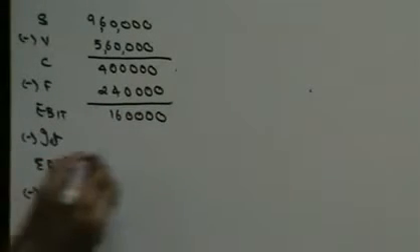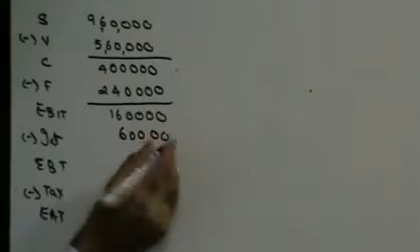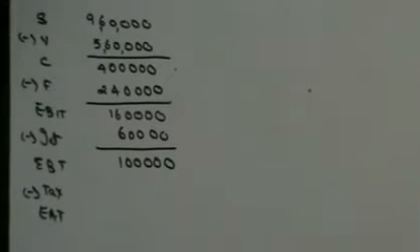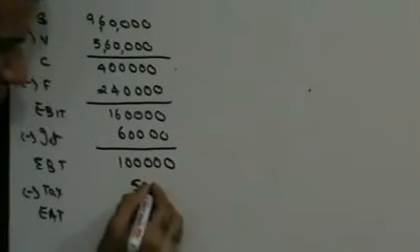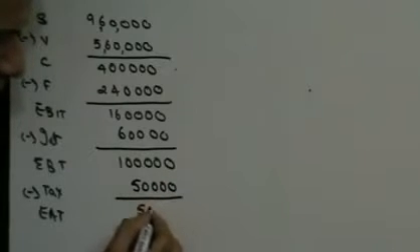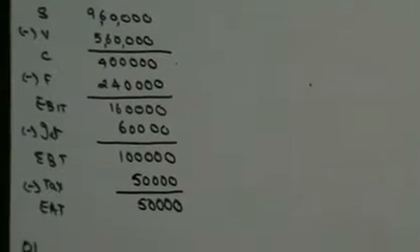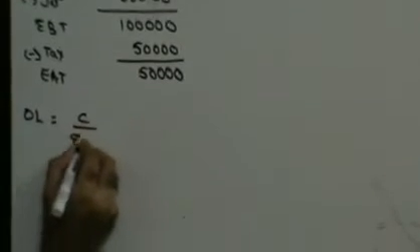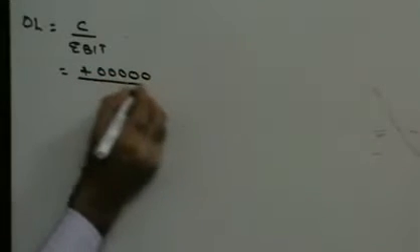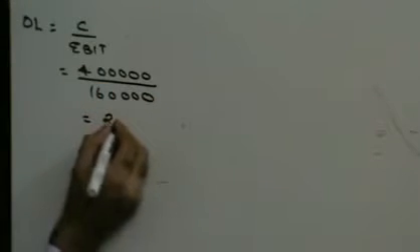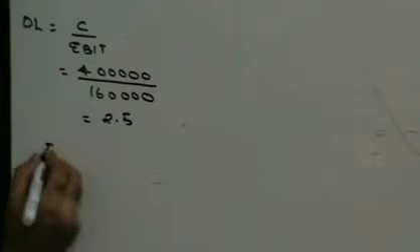Interest is given to you as 60,000. Right? So your EBT will be 1 lakh. Tax is given to you as 50,000. So your EAT will be 50,000. Fine, we get this in here. Now they have asked you to calculate all the three leverages. Right? First, operating leverage is nothing but C upon EBIT. C is 4 lakhs upon EBIT 1,60,000. Someone please work that out. 2.5. Right? Next, financial leverage.